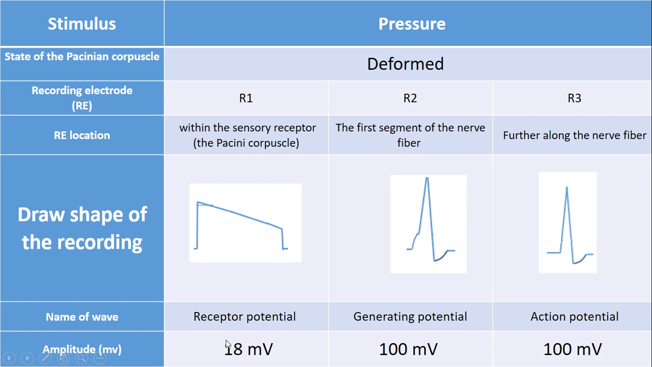Now the name of the waves: you're familiar with this one, the action potential. The two new ones: this is called the receptor potential, which is inside the receptor, and this is called the generating potential, which looks just like an action potential, but it starts rather slower. As for the amplitude, this wave in this particular example is approximately 18 millivolts, because it started from minus 70 and reached just above minus 55. The rest are 100 millivolts, from minus 70 to plus 30 millivolts.